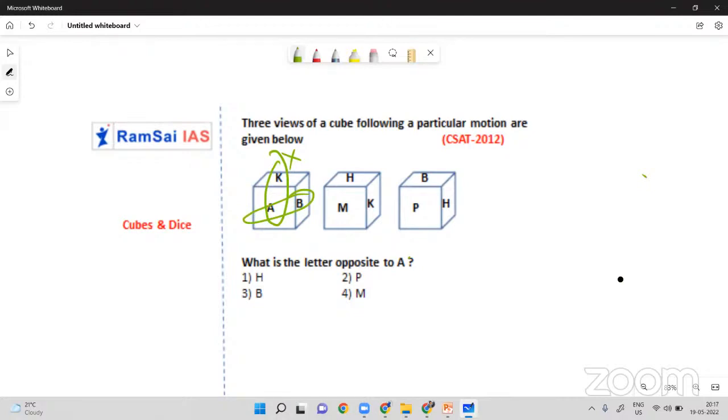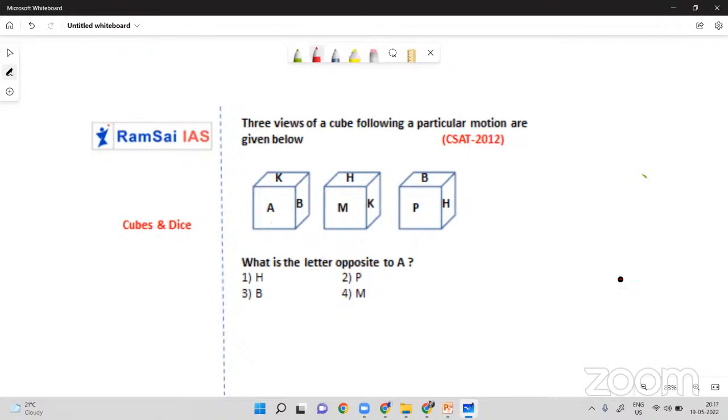For example, in the options, if you need to find the opposite face of A and you find either B or K, you can eliminate those two. But unfortunately, here we don't have K or B. So no options will be eliminated. So there is no possibility to go with 50-50 here, right? So there is a special process to solve this question. Here I am going to tell you one simple trick.